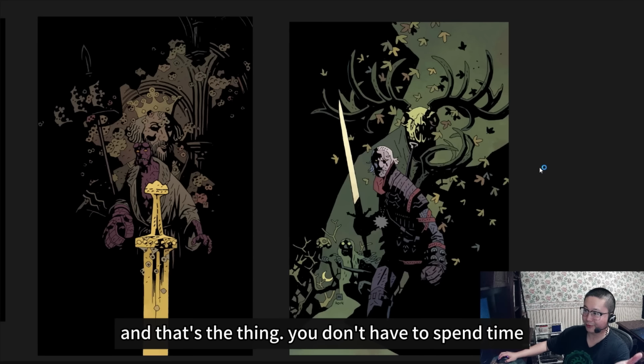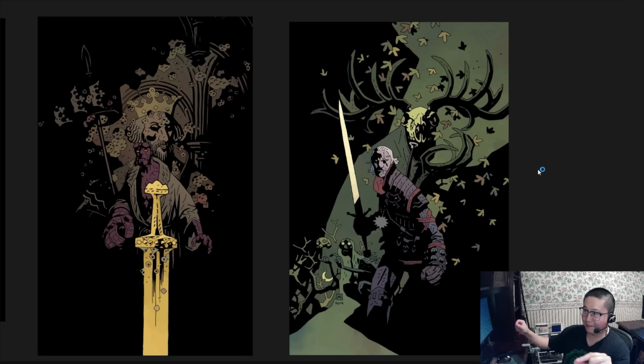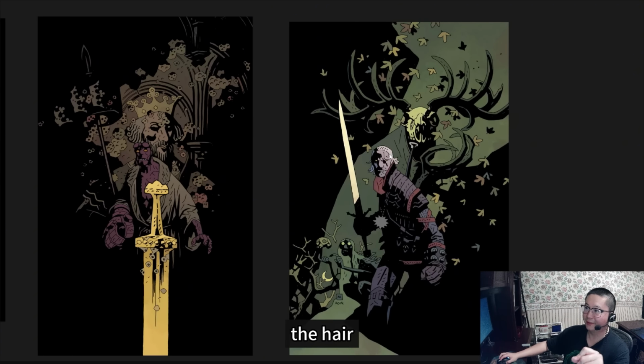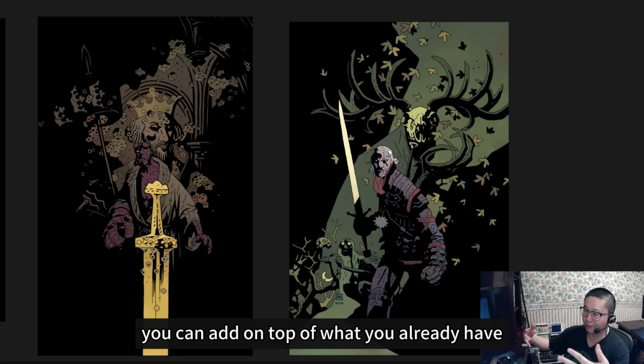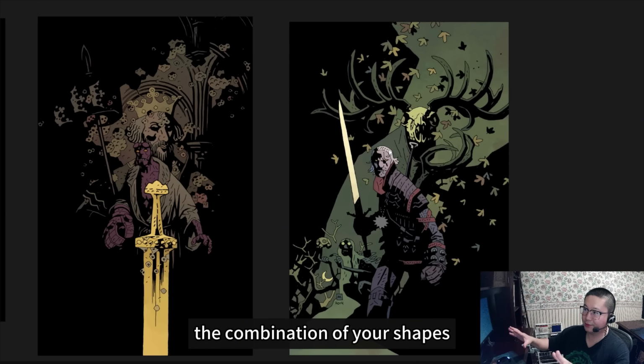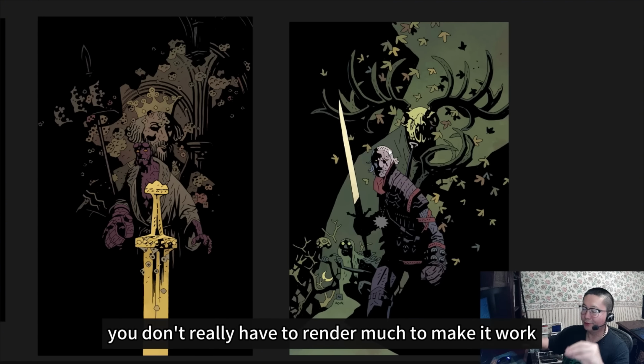You don't have to spend hours and hours rendering the armor set or the hair. Those things, yes, if you do it right, you can add on top of what you already have, but the base of your image is going to be the combination of your shapes. If those shapes work well, you don't really have to render much to make it work.